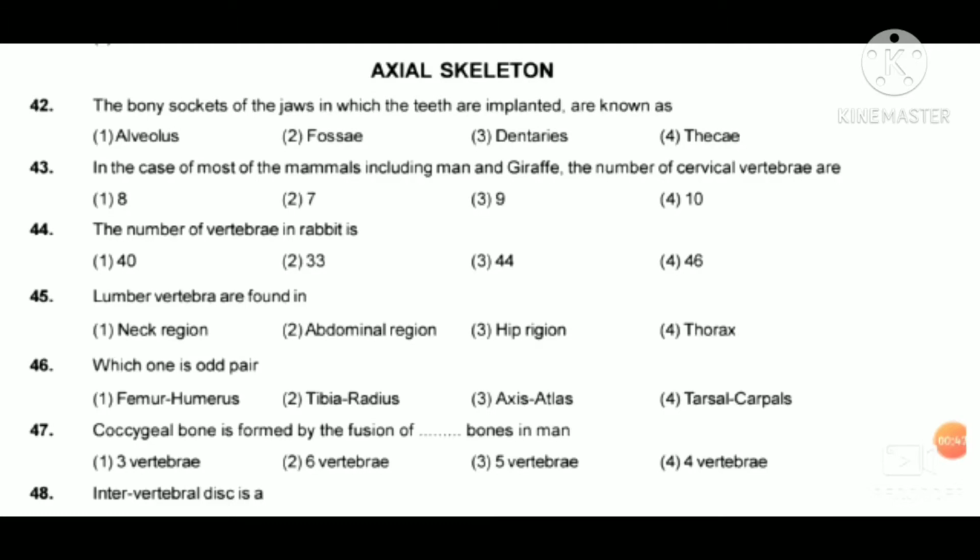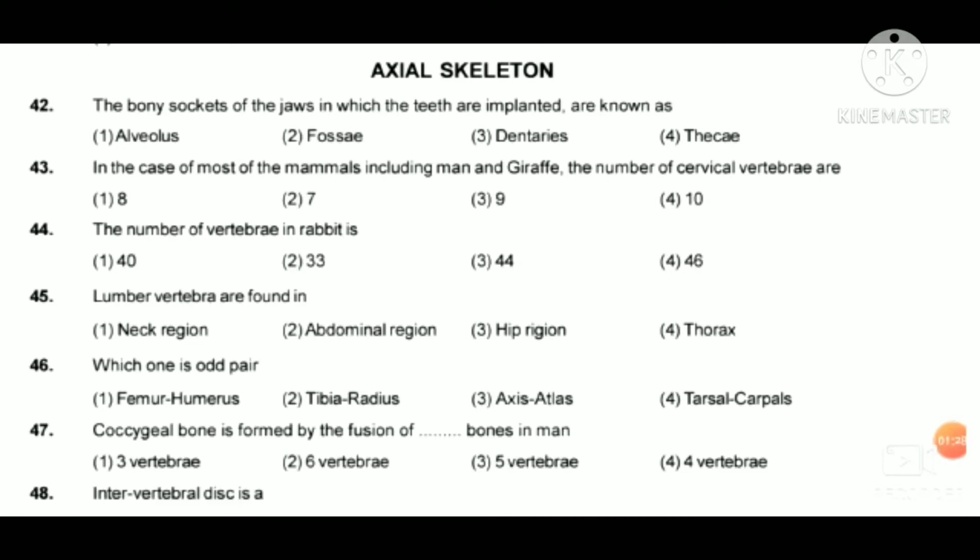Next is question number 43. In case of most mammals, including man and giraffe, the number of cervical vertebrae are: number 1, 8, number 2, 7, number 3, 9, number 4, 10. Cervical vertebrae are the bony rings present in the neck between the base of the skull and thoracic vertebrae in the trunk. These are basically 7 in number from C1 to C7 and are the most delicate bones. C1 and C2 are the two vertebrae which allow the neck movement, and C1 is known as atlas, whereas C2 is known as axis. So the answer is option number 2, 7.